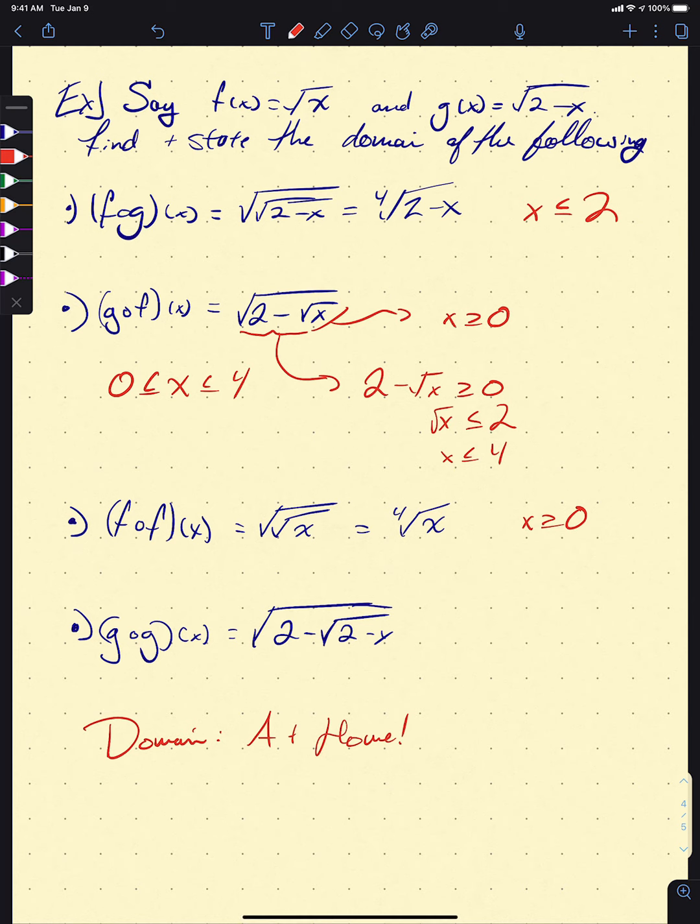Math is not a spectator sport, right? You kind of, at a certain point, just got to jump in and start doing it. I think that if you look back at what we did across these two, you should be able to puzzle out how to find the domain of this guy.